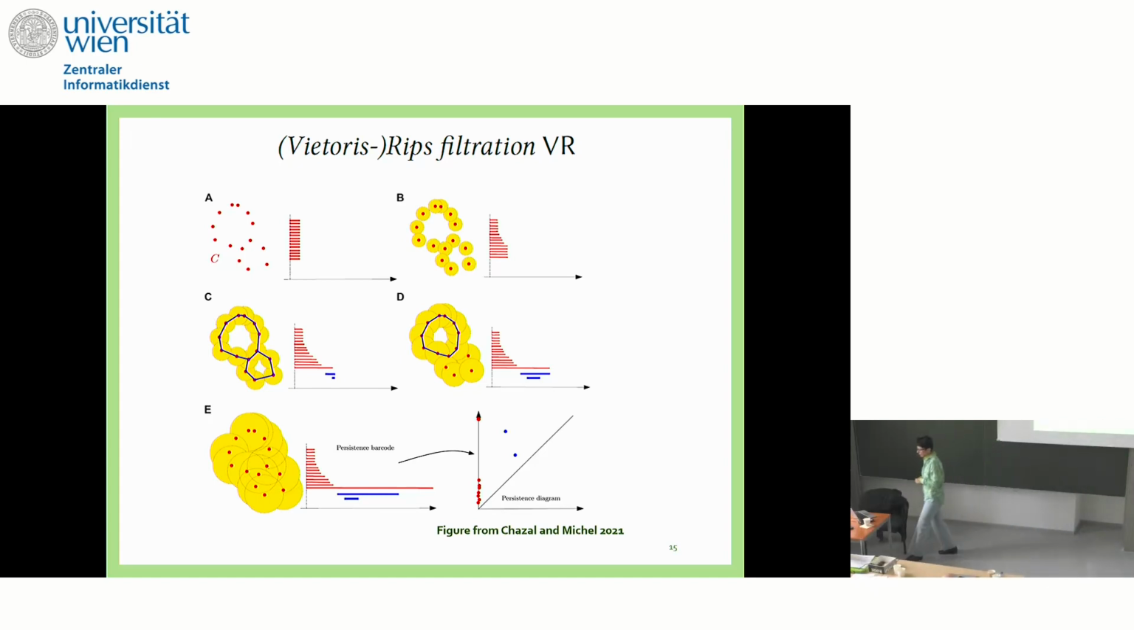These persistence diagrams are very nicely studied. There is a distance that would allow you to compare them to each other. This is called the bottleneck distance. So that would be a matching between different points in the two persistence diagrams.